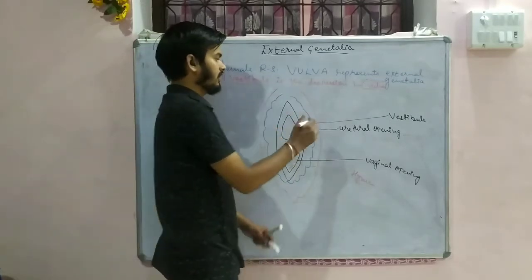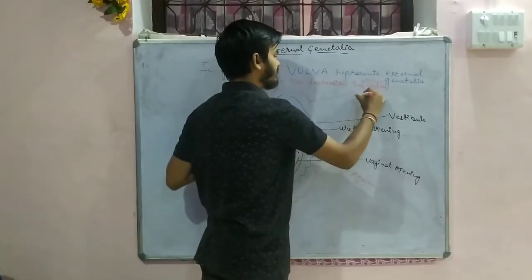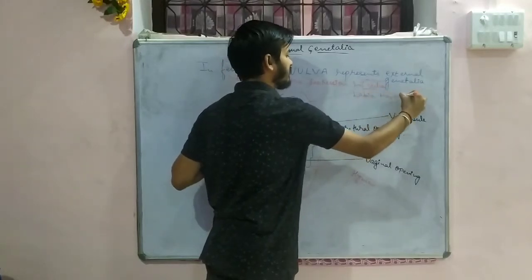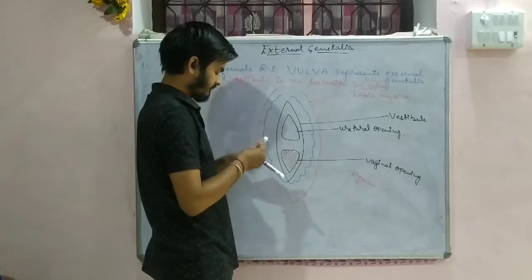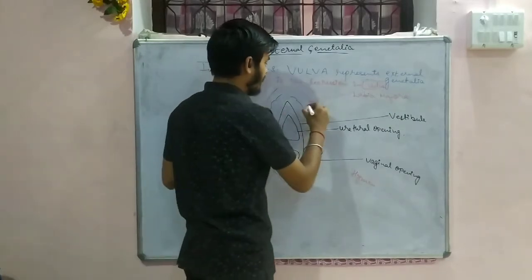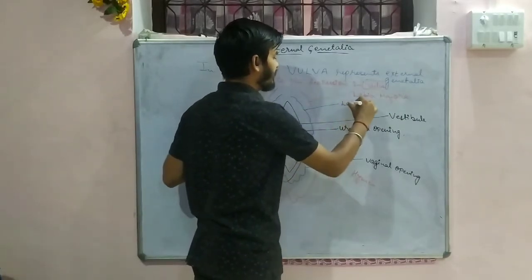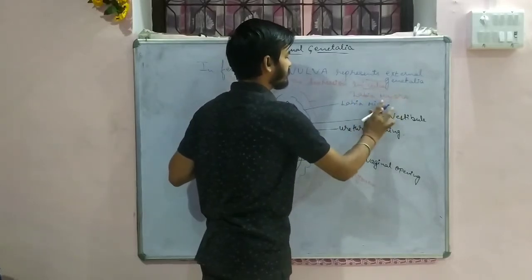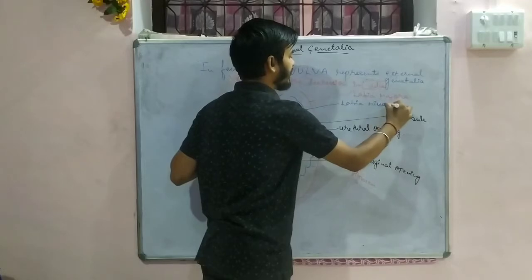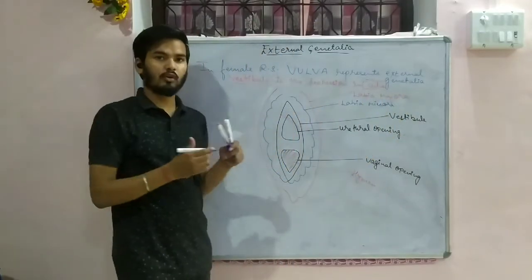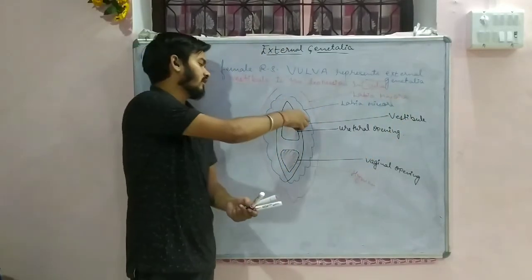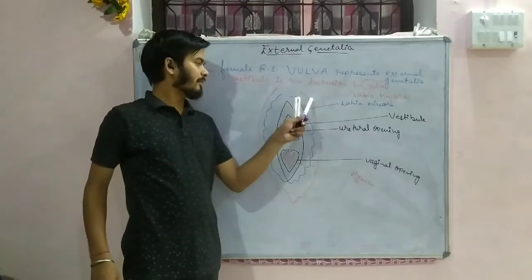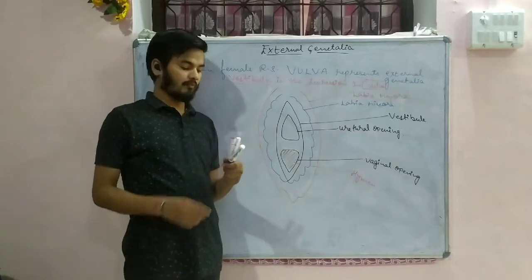This outer lip of the vestibule is known as labia majora, and this inner lip is known as labia minora. Okay, this lower inner blue colored lip is known as labia minora, and this upper lip is known as labia majora.